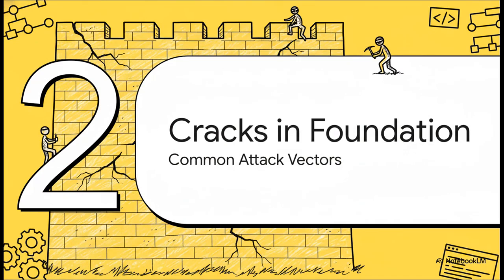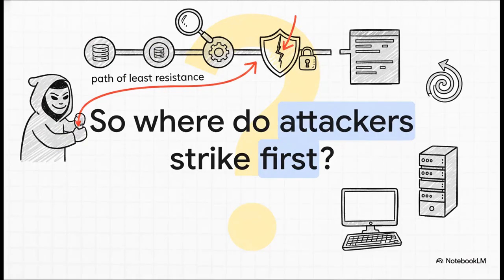All right, so we get why it's a target. Now let's talk about how it gets attacked. Every fortress has its weak spots, its little cracks in the foundation, and the CI/CD pipeline is no different. Let's see how the attackers find them. So imagine you're an attacker. You could be posing as a developer, a system admin, maybe even some automated process. You're looking for the path of least resistance, right? So where do you strike first?